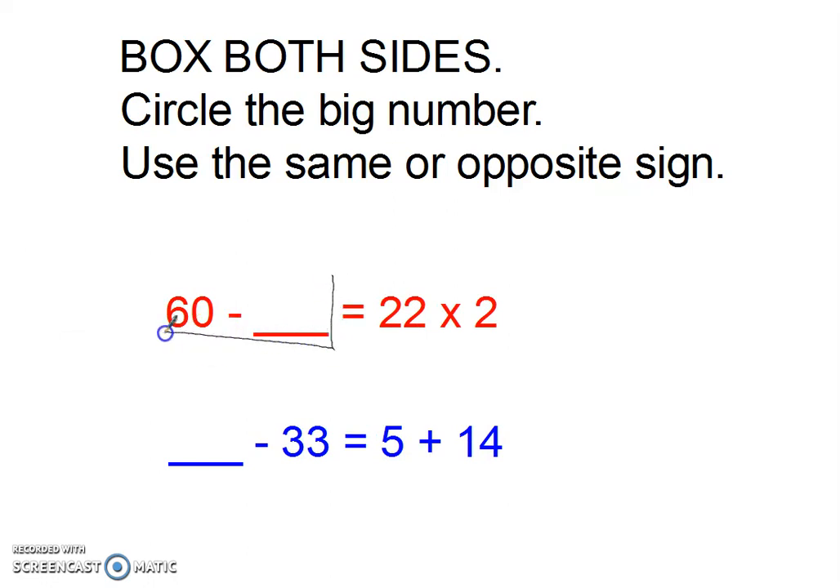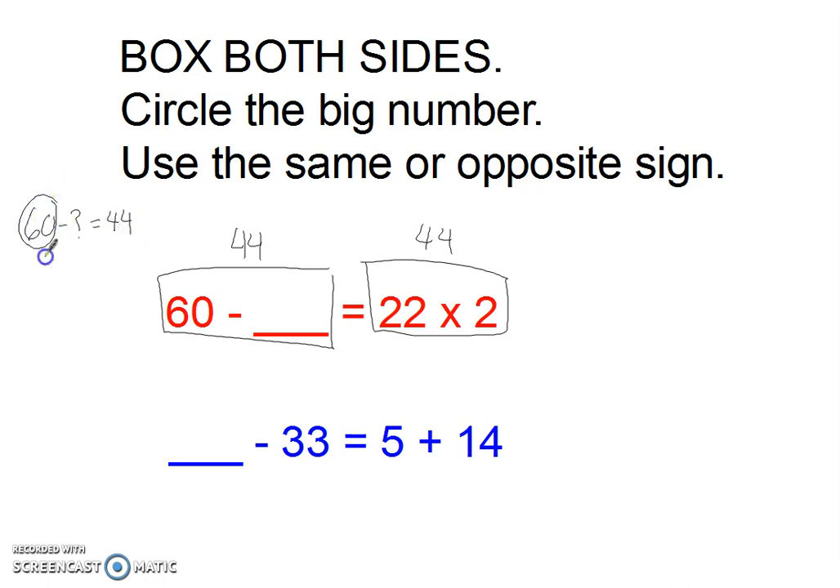Box both sides. 22 times 2 is 44. So this is 44. 60 minus something equals 44. The big number this time is 60, because when I subtract, I start with the big number. So I need something less than 60, so instead of adding, I'm going to be subtracting. Do a little bit of borrowing, and I end up with 16. Check it to see if it makes sense. 60 minus 16, does that equal 44? Yes, it does.